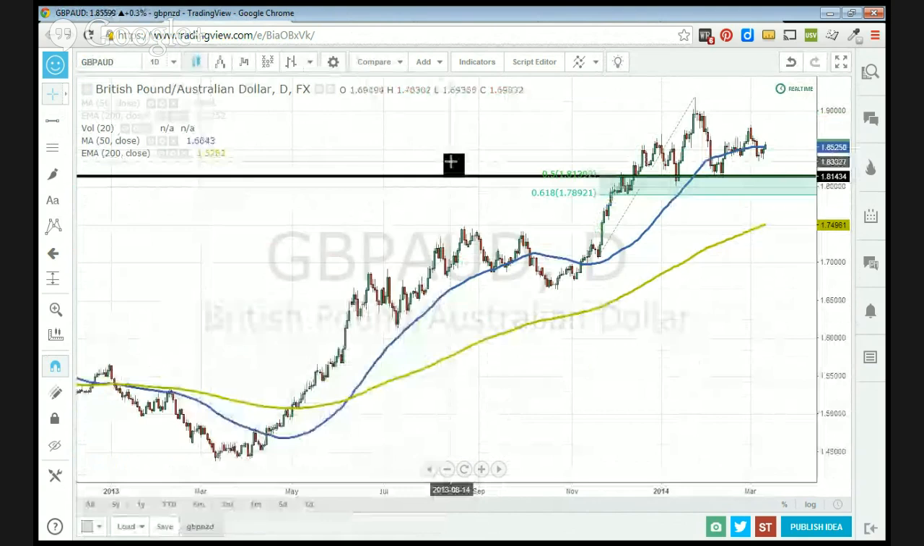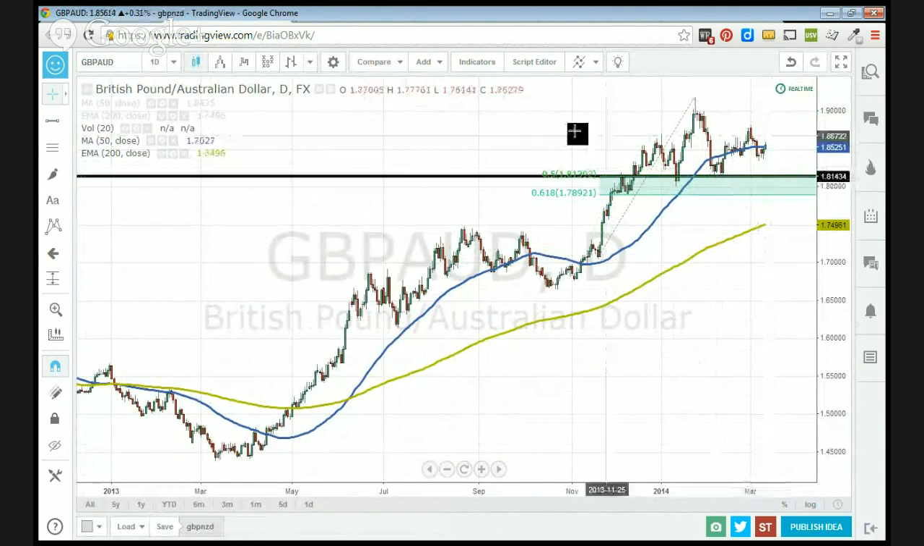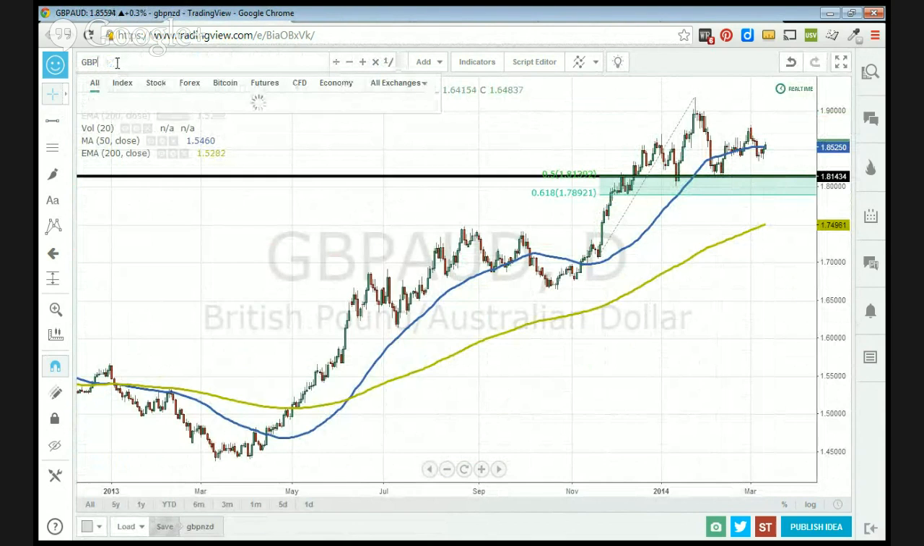81.43 identified, established a support here. If the market falls again there, it could be a level to buy at. Pound Canada, we took a look at that earlier actually.